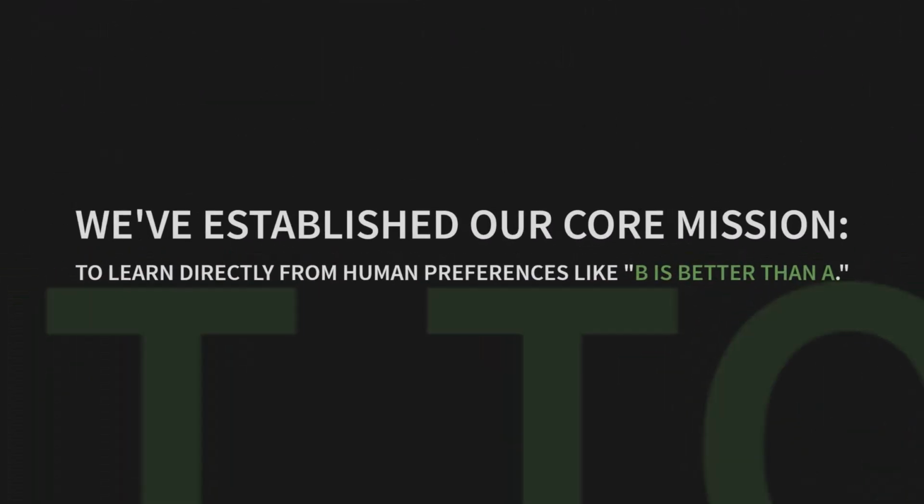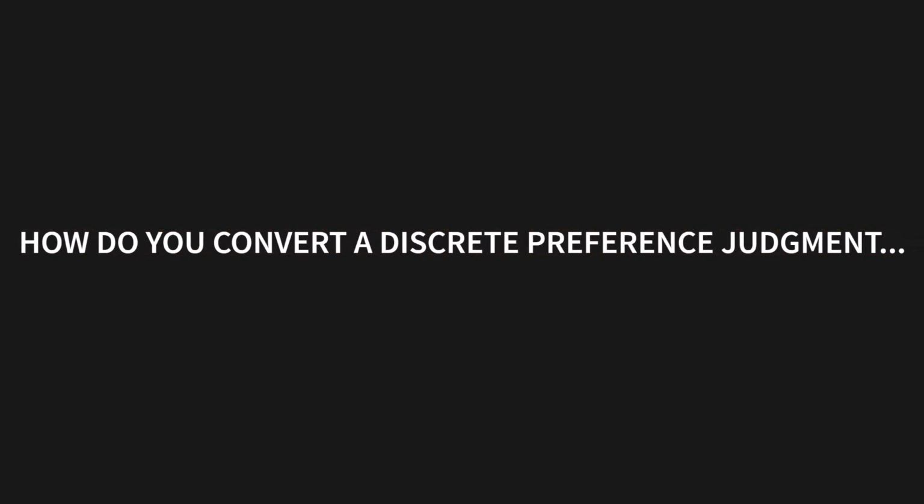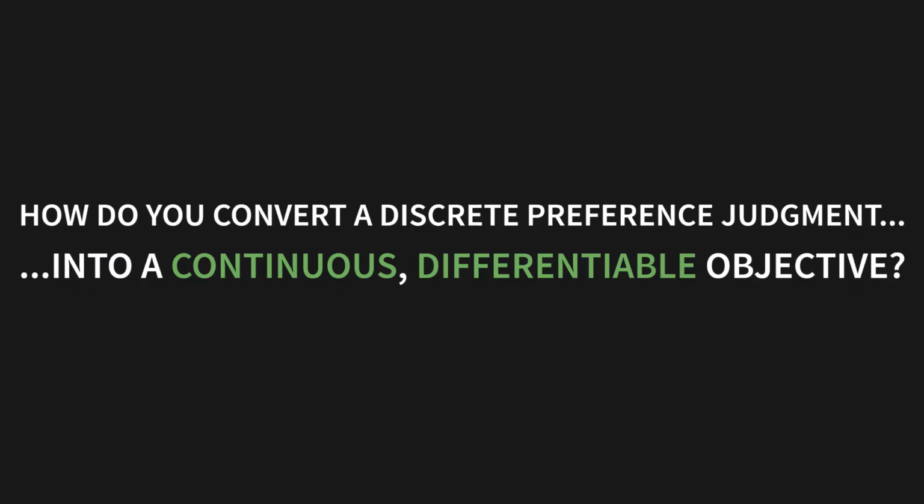We've established our core mission. We want to learn directly from human preferences, like the simple judgment, B is better than A. But this presents an immediate challenge, a really big one, actually. How do you convert a discrete preference judgment, a simple "this one's better," into a continuous, differentiable objective, the kind of objective a neural network can actually learn from? We need a mathematical model.